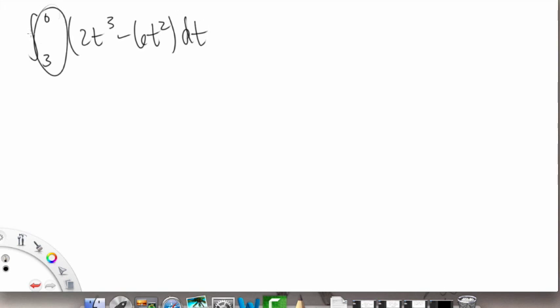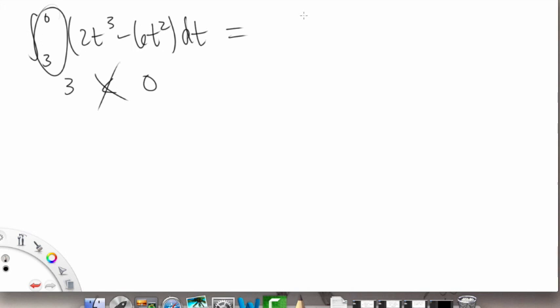If we look again, this is the original problem: we're integrating from 3 to 0 of 2t to the 3rd minus 6t squared dt. Let's look at the limits of integration. We have 3 as our lower limit and 0 as our upper limit. Technically, 3 is not less than 0, so mathematically this doesn't really work. What we can do first is reverse the limits of integration.